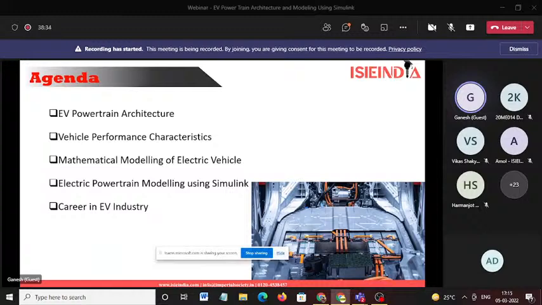As I said in the beginning, there are lots of opportunities in careers in the EV domain. That we are going to discuss. So those are the things we are going to discuss today.